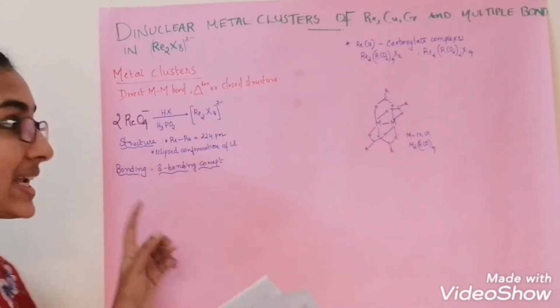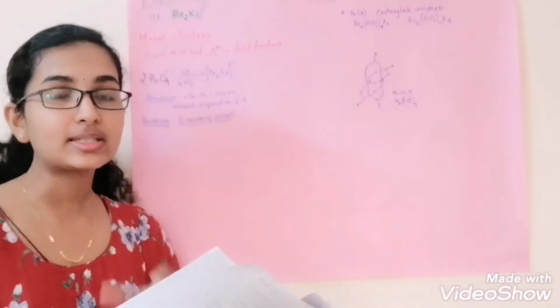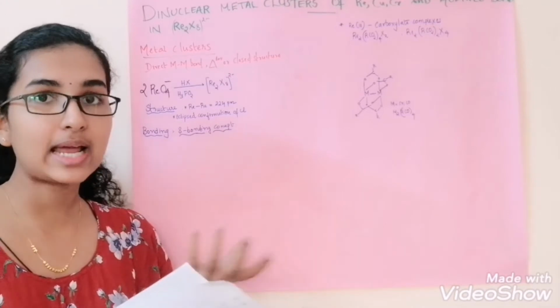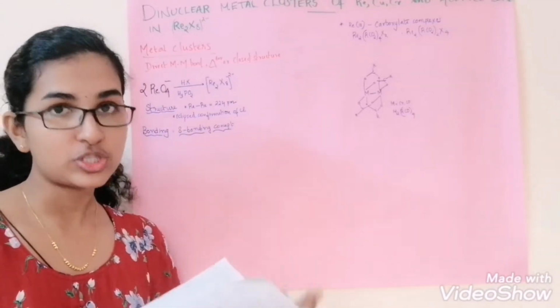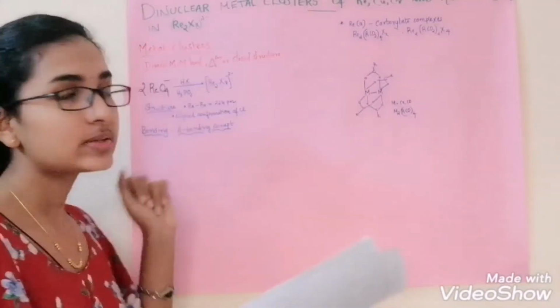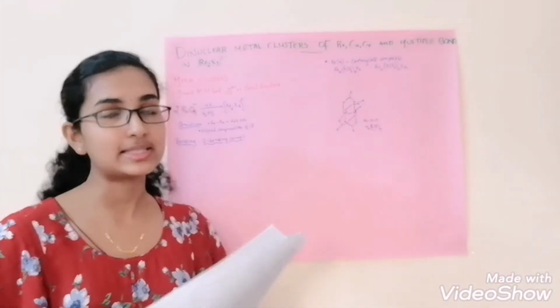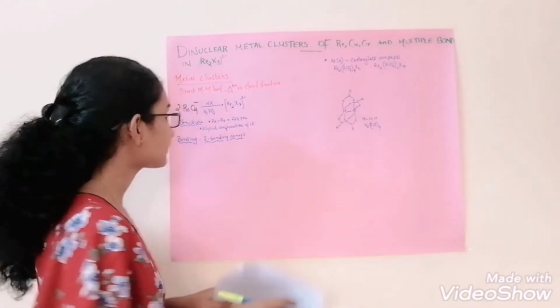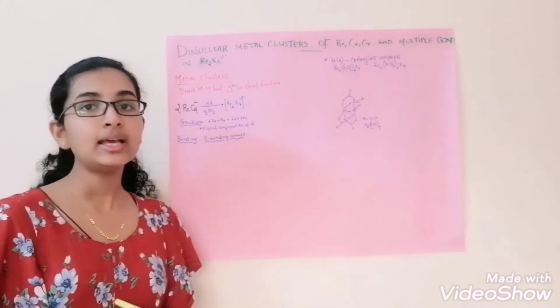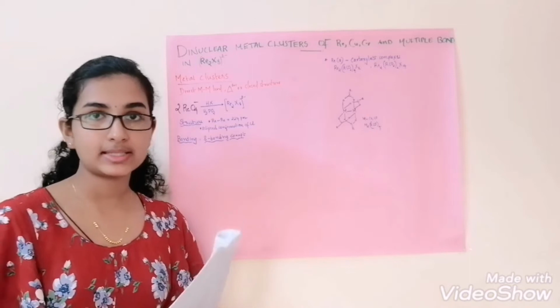Then comes the eclipsed conformation of Cl. We expect a staggered conformation because we know the staggered conformation is more stable. But here in this case we get an eclipsed conformation of Cl in the structure of Re2Cl8 2-.